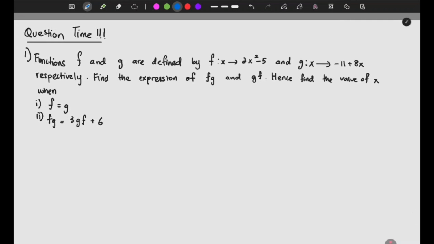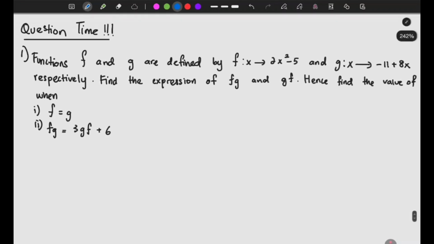So let's go. First thing, find the expression of fg and gf. Answer the question first. As the question gives us, what is our f(x)? 2x squared minus 5. And g(x) is negative 11 plus 8x. Let's find fg(x).